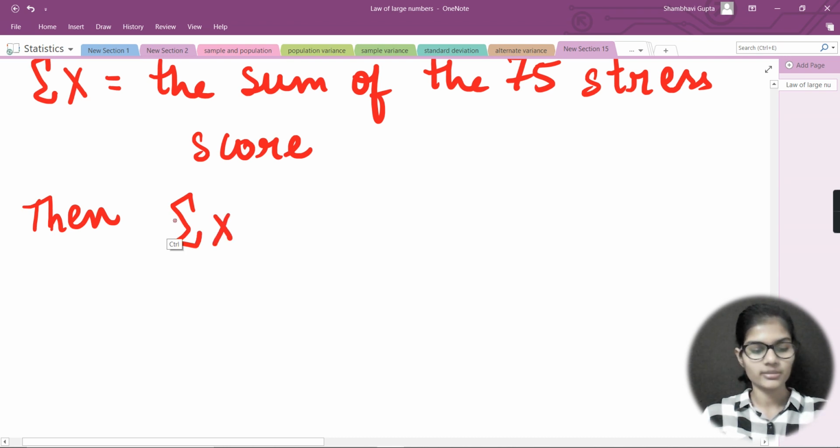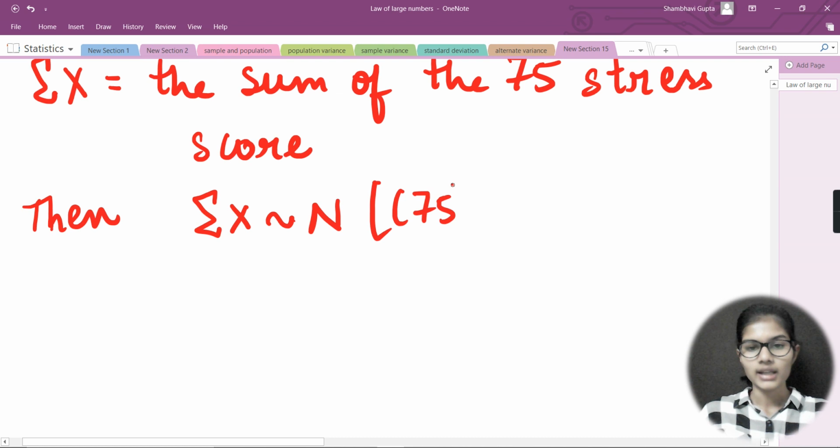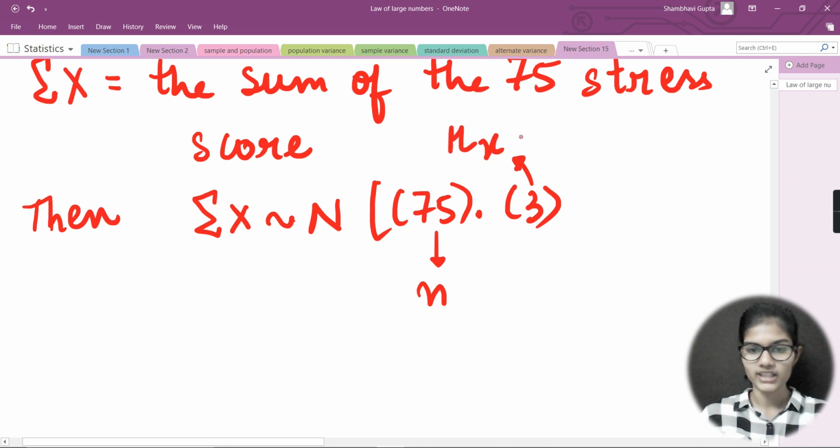My sigma is looking a little bit different. I just need to make it a normal sigma. Yeah, so sigma and then capital X. So sigma capital X was the sum of the 75 stress scores, right? So sigma x is approximately equal to n. And now here I'm going to add the values. So 75 dot. Now this dot is not the decimal point. This is the multiplication, right? Don't be confused between multiplication and decimal. So 75 into 3. What was my 75? That was the value for n. What was the 3? 3 was mu x, that was my mean.